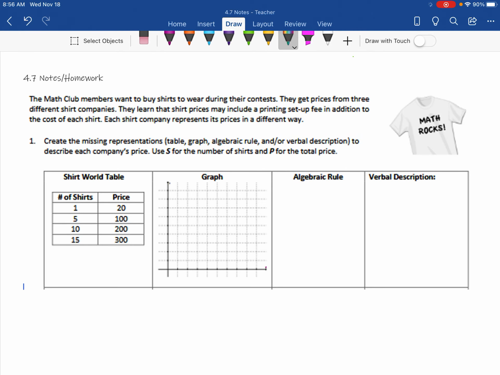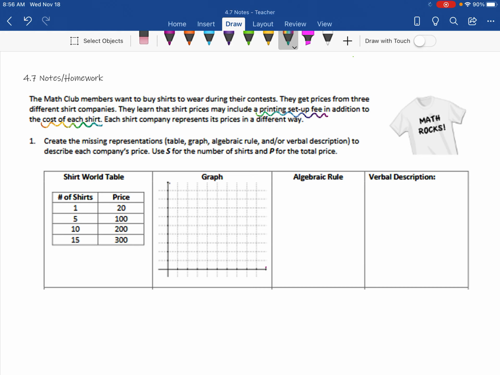Okay, we are going to go through the first example in your homework as our notes today. So you are going to be given one representation and you're going to create the others. So we're looking at the math club members who want to buy shirts to wear during their math contests. They get prices from 3 different shirt companies and they learn that the prices may include a printing setup fee in addition to the cost of each shirt.